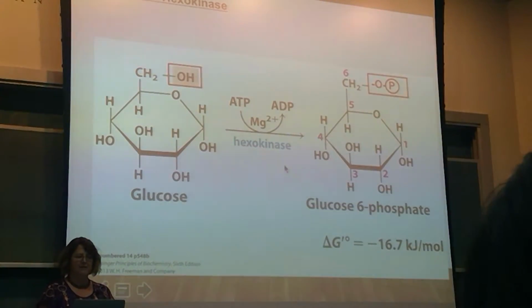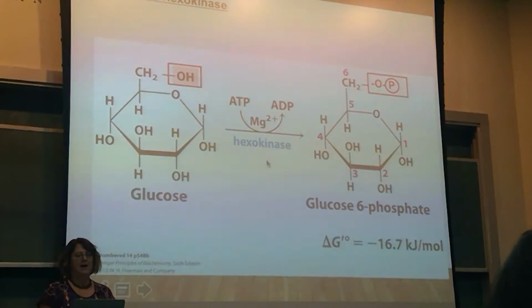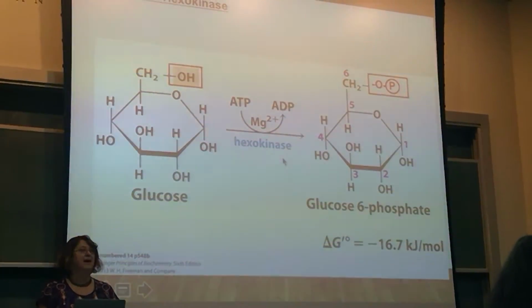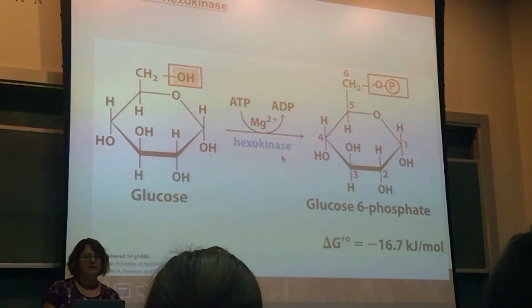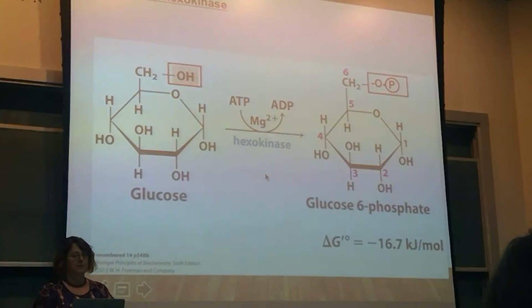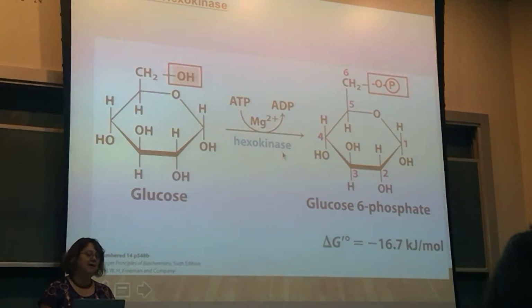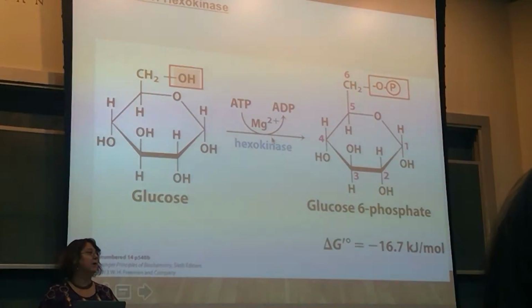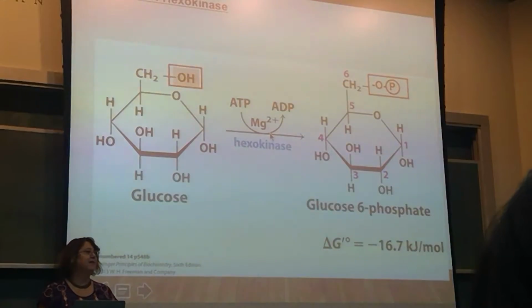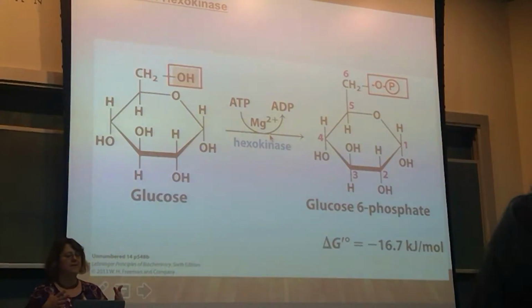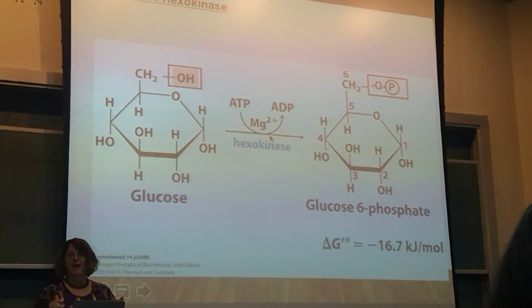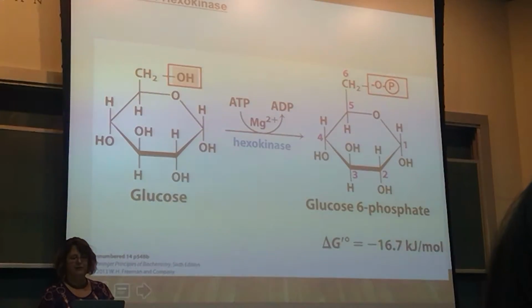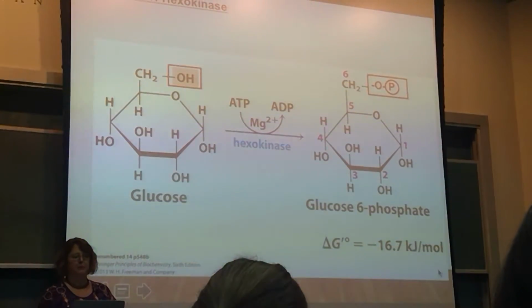So this hexokinase, whenever you see hexokinase, basically what you're doing, a kinase puts a phosphoryl group on something. And if you ever see phosphatase, it removes it. So kinases are almost always ATP dependent. And the other thing about them, because they're transferring this phosphoryl group, is that they often require magnesium. And the magnesium is actually coordinating with those phosphate groups, which are negatively charged, to facilitate the reaction. And you can see that the delta G is negative, right? So this is likely to proceed.